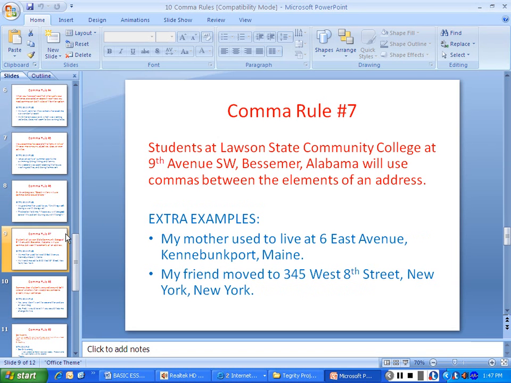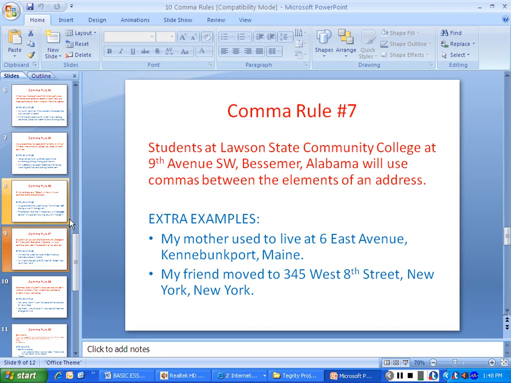Comma rule number 7. Students at Lawson State Community College at 9th Avenue Southwest, Bessemer, Alabama, will use commas between the elements of an address. Let's take a look at this rule. The first element in the address is the street number, 9th Avenue Southwest. The second element is Bessemer, the city. The third element is Alabama, the state. We put a comma between each element.